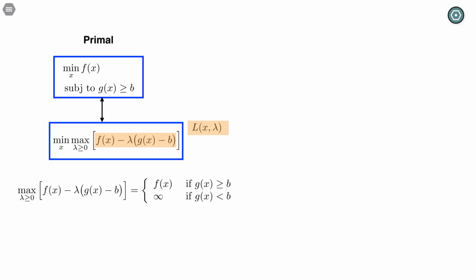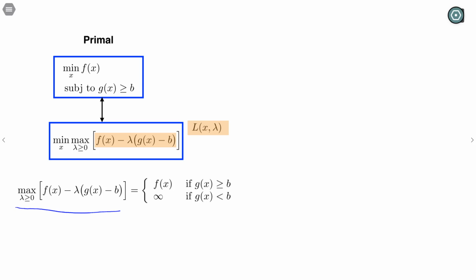You're going to find out the primal problem is essentially solving the following minimax problem, where the min is with respect to x and the max is with respect to the Lagrange multiplier lambda. And to see why they're equivalent, let's look at what is inside the max over lambda. The value should give us a function of x. We have to discuss two cases.